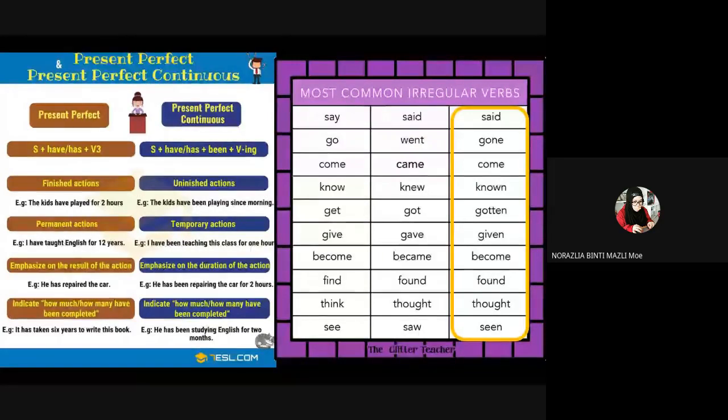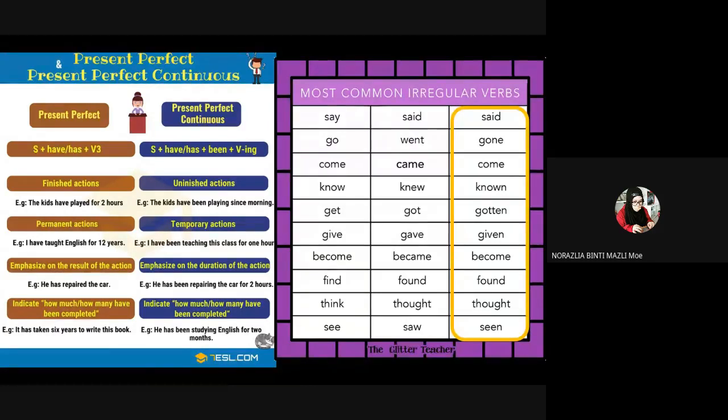Third, emphasize on the duration. Yang ni dia emphasize kepada duration. Tadi dia emphasize kepada result. Yang ni duration ya, jangka masa. For example, he has been repairing the car for 2 hours. Dia nak mention yang dah 2 jam dah ni dia repair kereta tu. Okay, he has been repairing the car for 2 hours. Last one, indicate how much or how many have been completed. Okay, lebih kurang juga. Indicate how much or how many have been completed. For example, he has been studying English for 2 months.